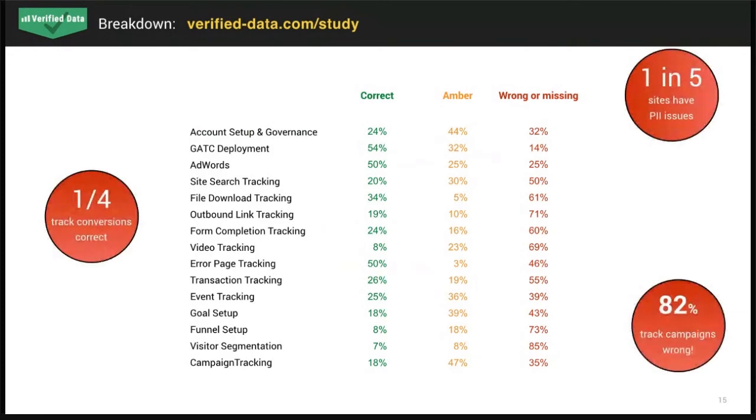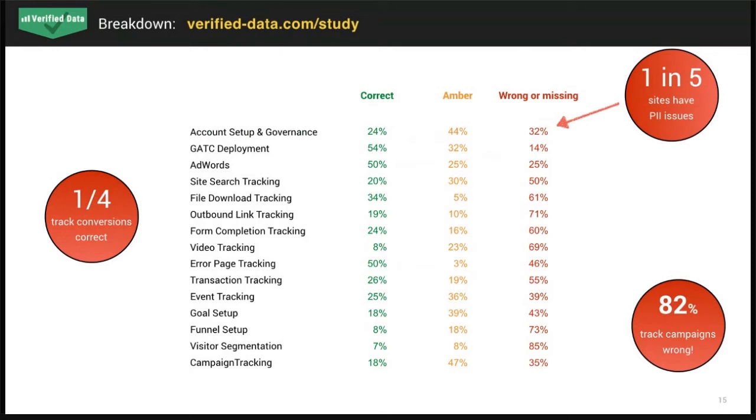I'll start on the top right here. This was quite a shock. 1 in 5 websites, so 20%, have a PII issue. In other words, they're collecting personally identifiable information. That's a big no-no for all sorts of reasons, but now legally there's a framework called GDPR, which is really there to stop you doing this. But 1 in 5 websites have that issue.